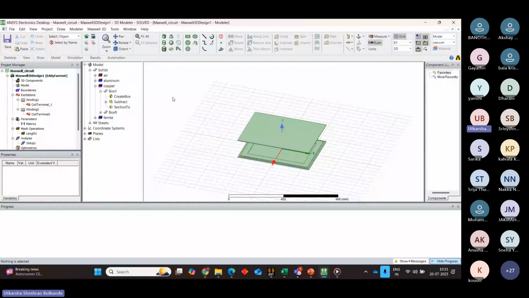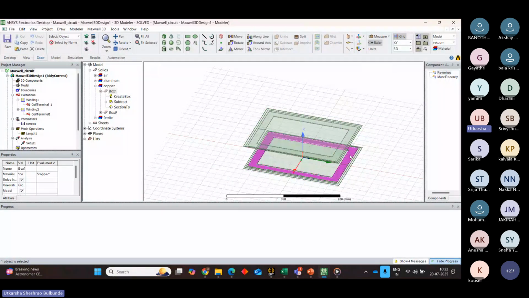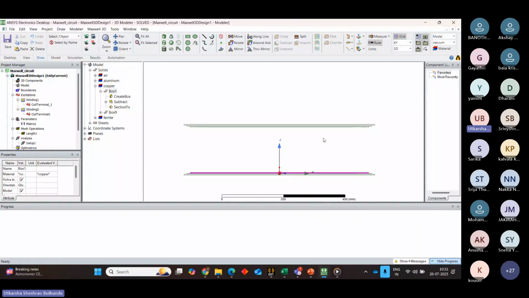This is the circuit. Sorry, this is the coil that we will be dealing with for the Maxwell circuit. So what is this? This is a rectangular coil. How can we make this coil? I'll show you the front first. This is the same as the previous coil, the circular coil.